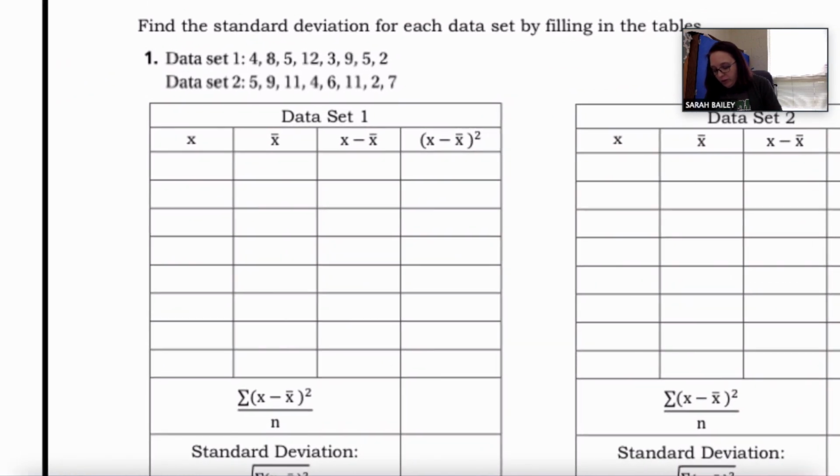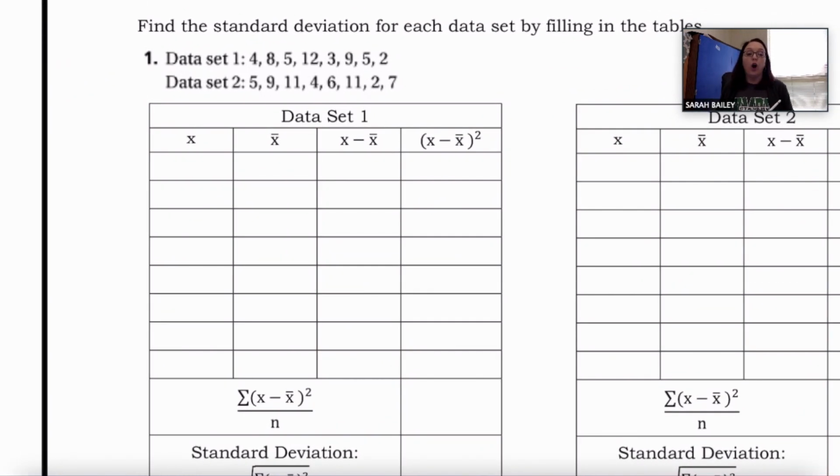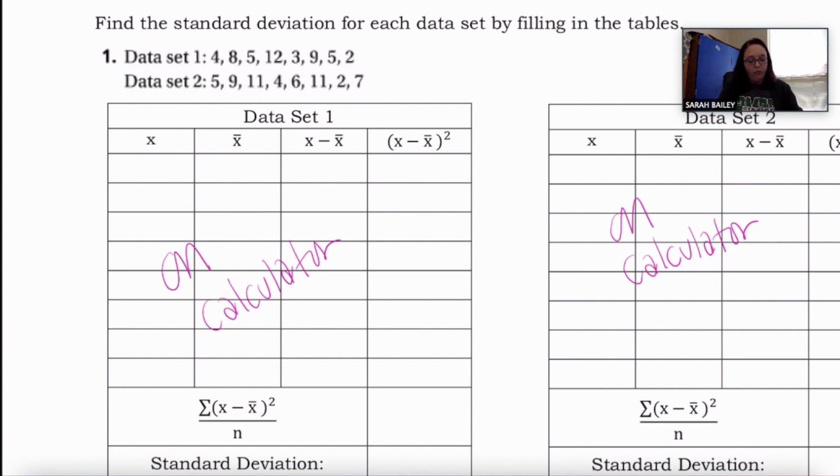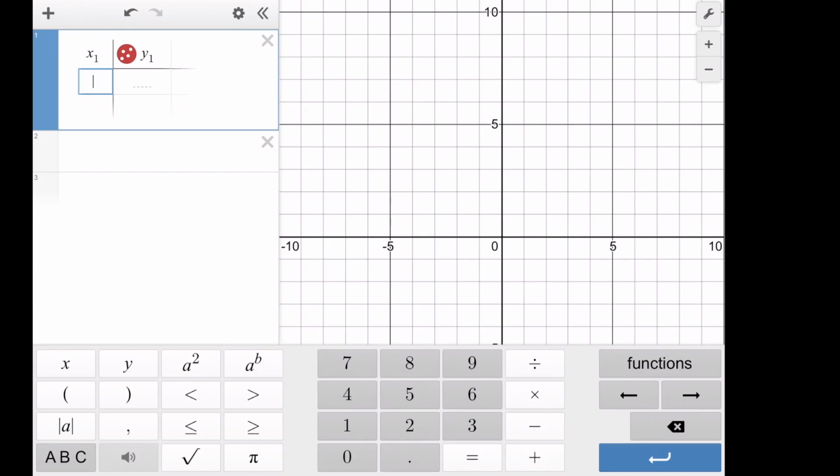So first I'm going to do data set 1, and we're going to do this on the calculator. So on your paper, I just want you to write "calculator" for both of these. Before you can do anything, I'm looking at data set 1 right now. So first I'm going to come over to my calculator, add my table, and enter data set 1 into the X sub 1 column.